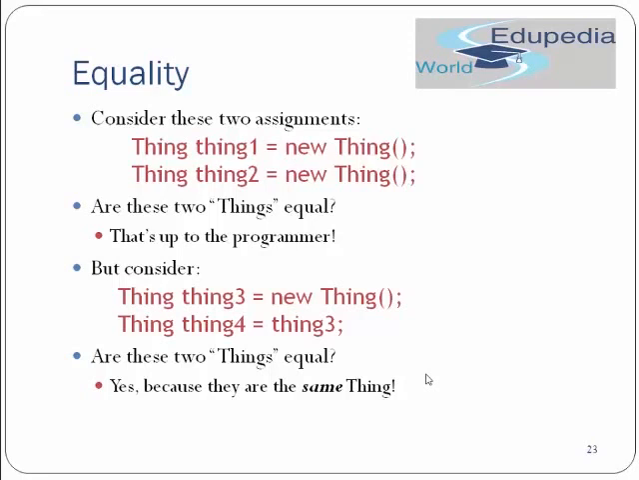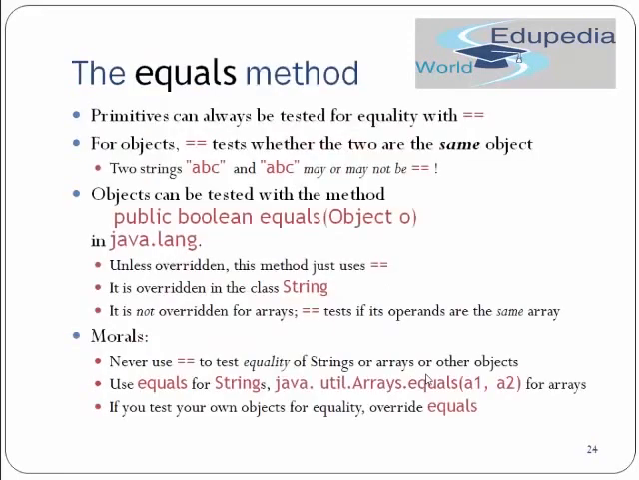When we create the object thing3, and then thing4 is a reference that we assign to the same object that thing3 is assigned to, comparing thing3 and thing4 will always give you true. But when we talk about thing1 and thing2, it's up to the programmer. So how? Basically, the equals method.